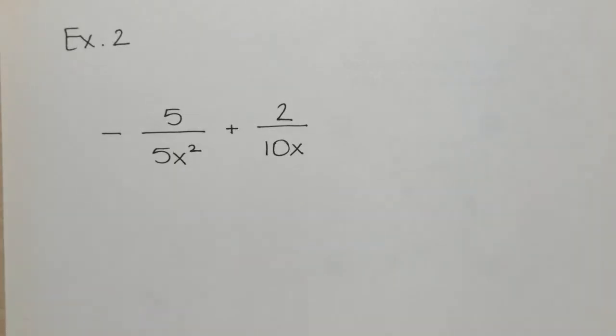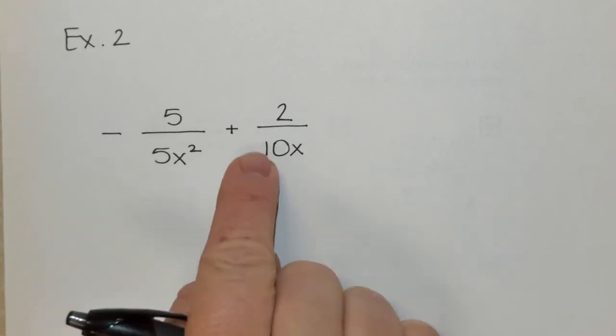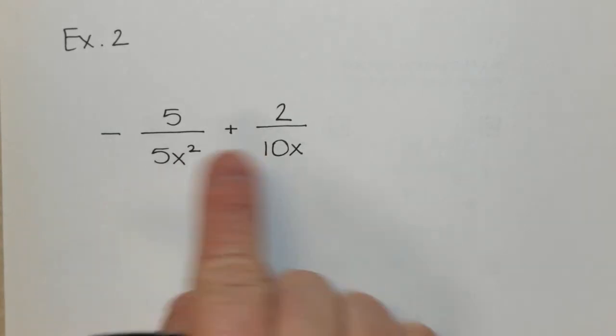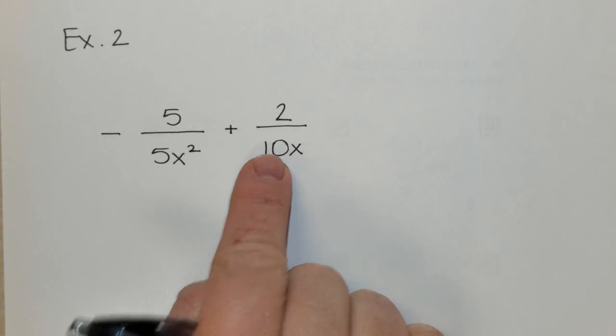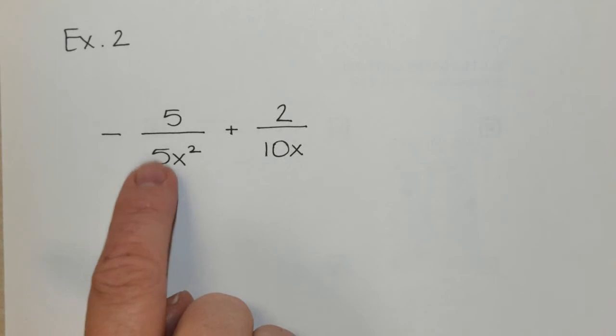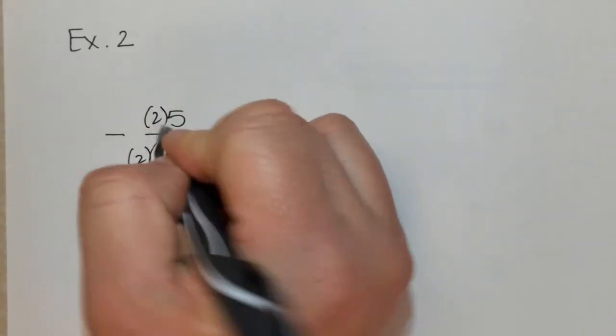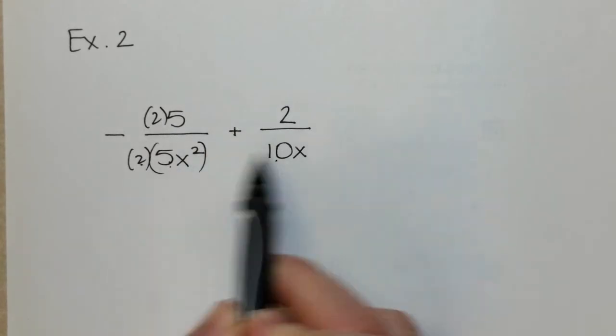Example number 2. Feel free to press pause, write it down, and then press play. Okay, so what are we looking for here? And there's different ways to do this. So I'm looking for what is the smallest number that both 5 and 10 divide into, and the answer is 10. So in order to make this a 10, I need to multiply it by 2. So here's 10. I have 10 on both sides.